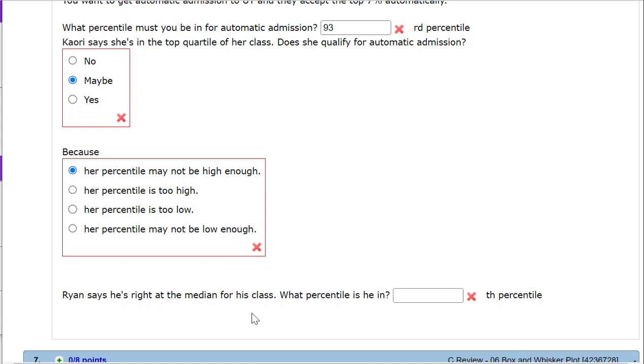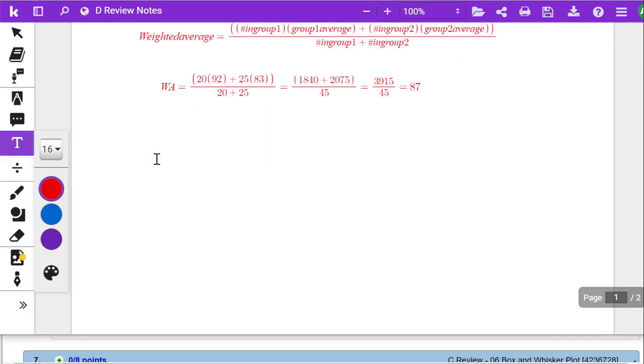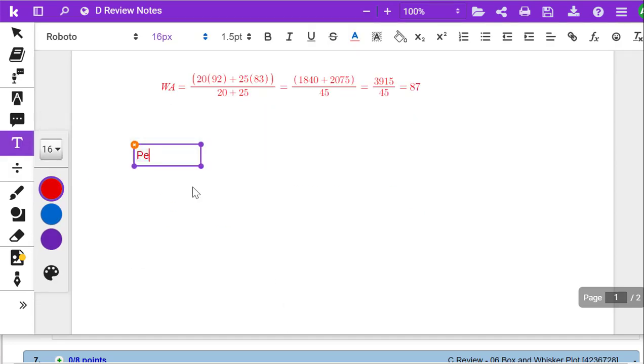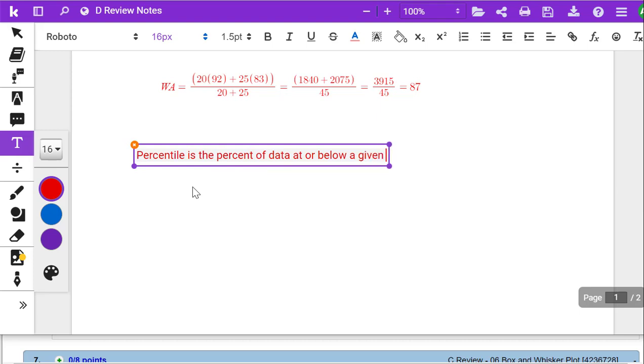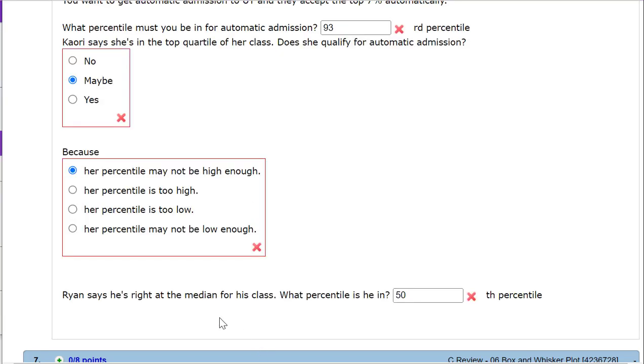Ryan says he's right at the median for his class. What percentile is he in? The definition for median is the 50th percentile. In fact, let me write a note. So let's write some quick notes on that problem. Percentile is the percent of data at or below a given value or data point. And median is always at the 50th percentile. That's the definition of median. It cuts the data in half, all right?